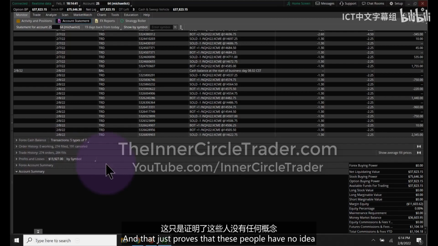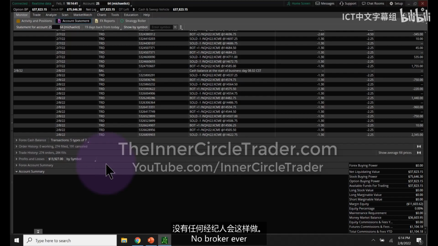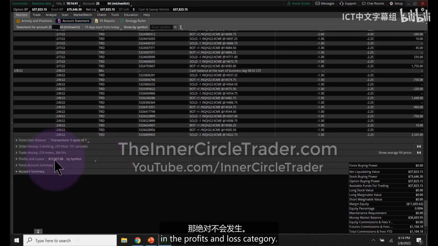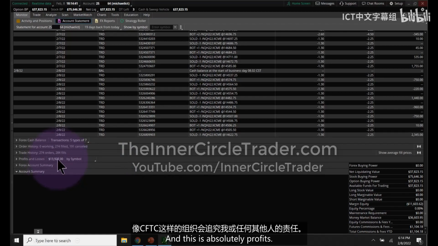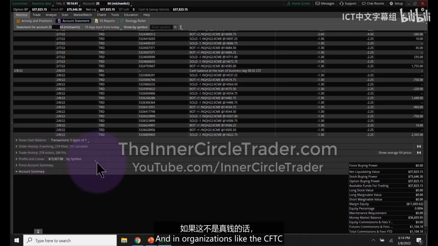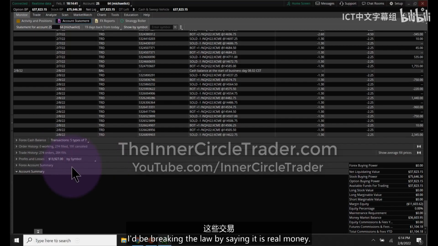And that just proves that these people have no idea what a live account looks like. They've never seen one in their life. No broker would ever reflect deposits in the profits and loss category. That would never happen. And this is absolutely profits. And organizations like the CFTC would literally come after me or anybody else. If that wasn't real money, I'd be breaking the law by saying it is real money. That's real profits right there, okay?